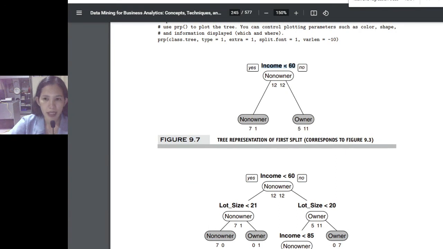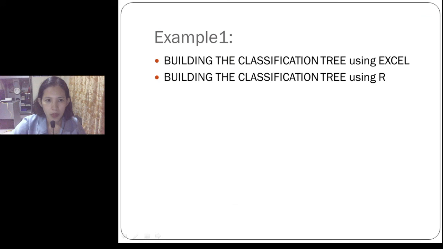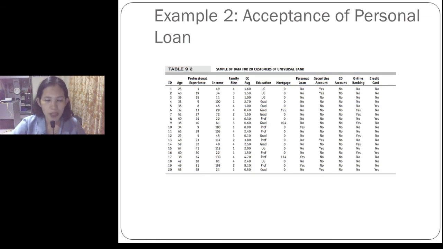You will add a minsplit in the control function. Minsplit equals to 1. So we have another example 2, which is acceptance of personal loan. So this is the universal bank data set.